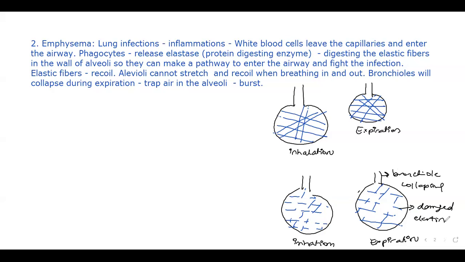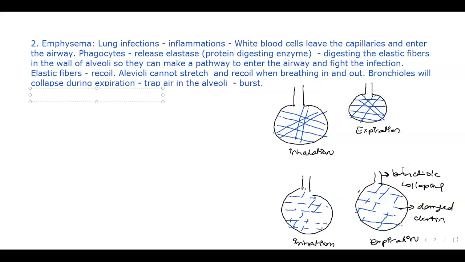As the bronchiole collapses, what is going to happen? The pathway for the air to move out is now blocked. Because I am breathing out, but my alveoli is not recoiling, that creates low pressure in the bronchiole and the bronchiole collapses. As a result, the air will get trapped in the alveoli, and because the air is trapped, the alveoli will burst. The alveoli will continue bursting.